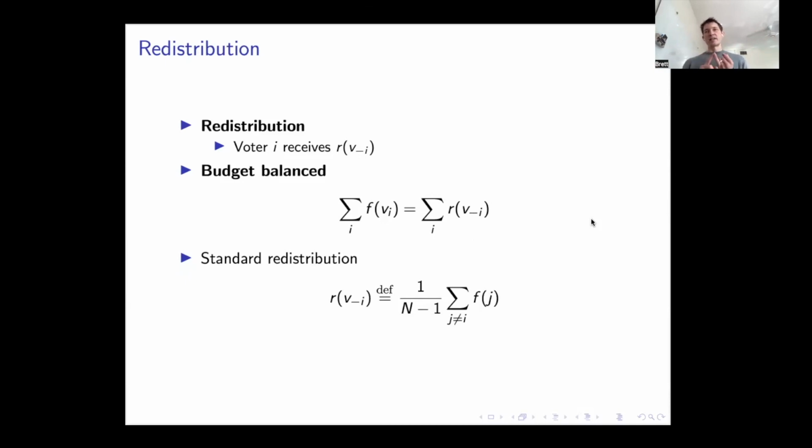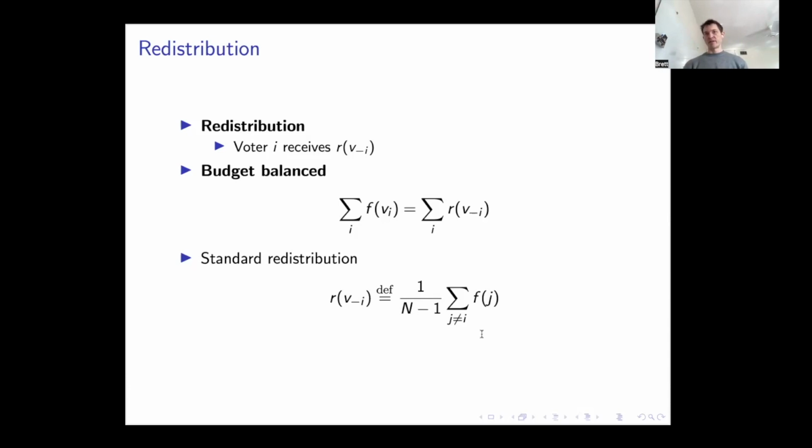That one is its budget balance, so that all of the money that people pay to vote is distributed back. And two is the amount you get doesn't depend on how much you put in. And so then it really can't change your behavior. And so the natural thing to do is you get a 1 over n minus 1 fraction of what everybody else paid. And if you sum this up, you can see that this is sort of a clean redistribution mechanism.